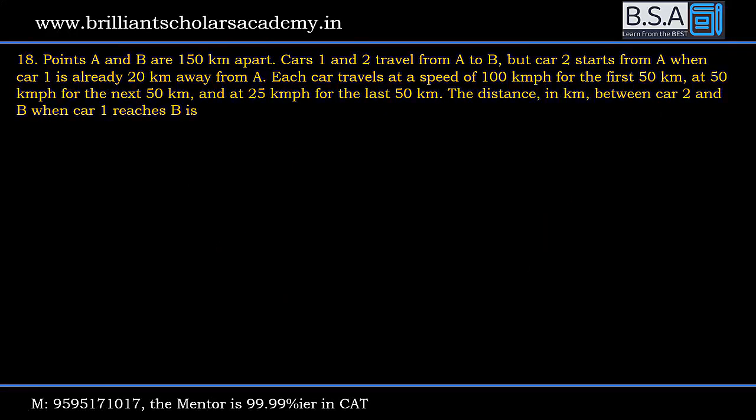Points A and B are 150 kilometers apart. Car 1 and car 2 travel from A to B. But car 2 starts from A when car 1 is already 20 kilometers away. Each car travels at a speed of 100 kilometers per hour for 50 kilometers, at 50 kilometers per hour for the next 50 kilometers, and 25 kilometers per hour for the last 50 kilometers. The distance in kilometers between car 2 and B when car 1 reaches B is.